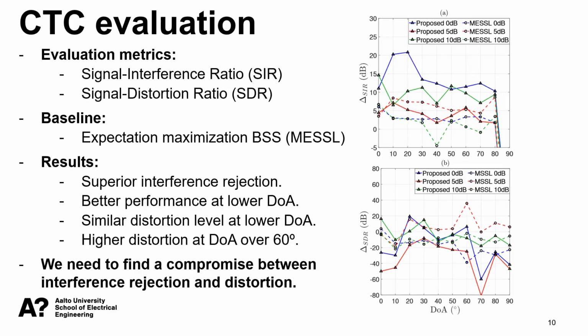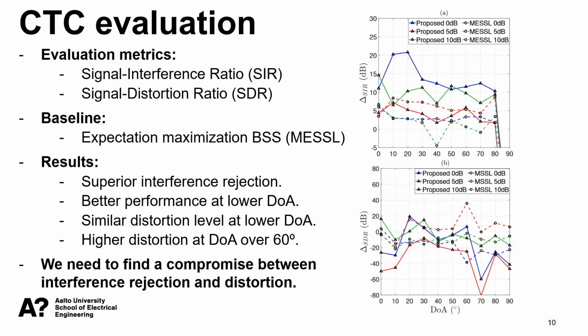The second evaluation method will be the quality of the crosstalk cancellation. In order to evaluate this, we will use 2 metrics: the signal to interference ratio and the signal to distortion ratio. The SIR represents the amount of interference present in our signal, and the SDR shows the degradation of the signal due to the interference removal.